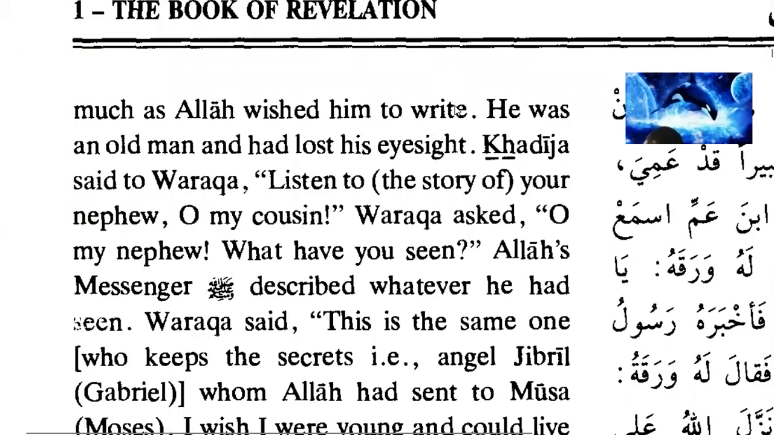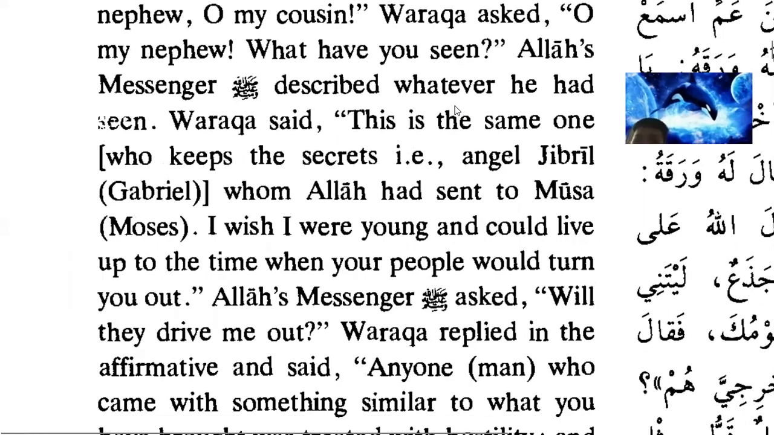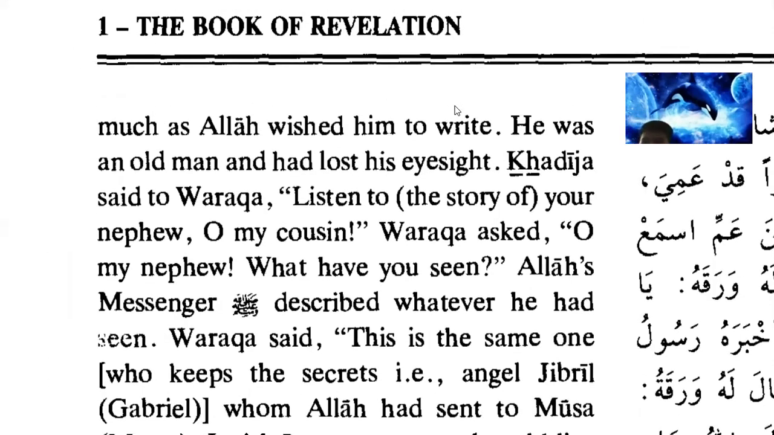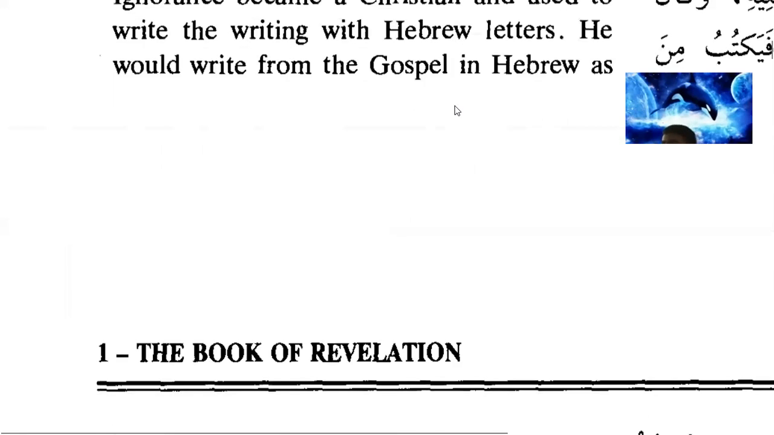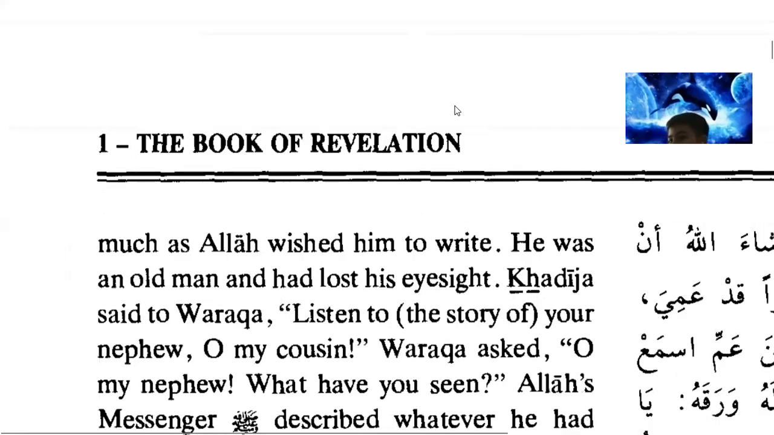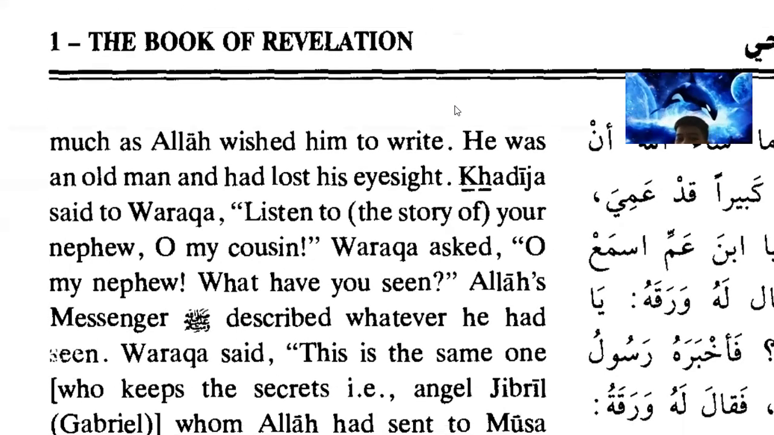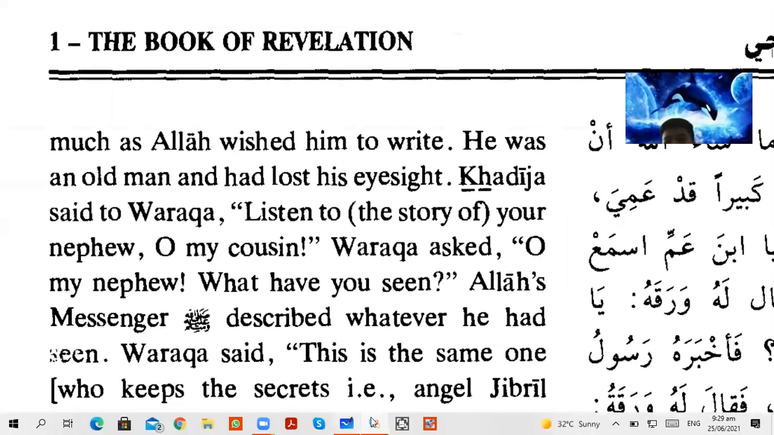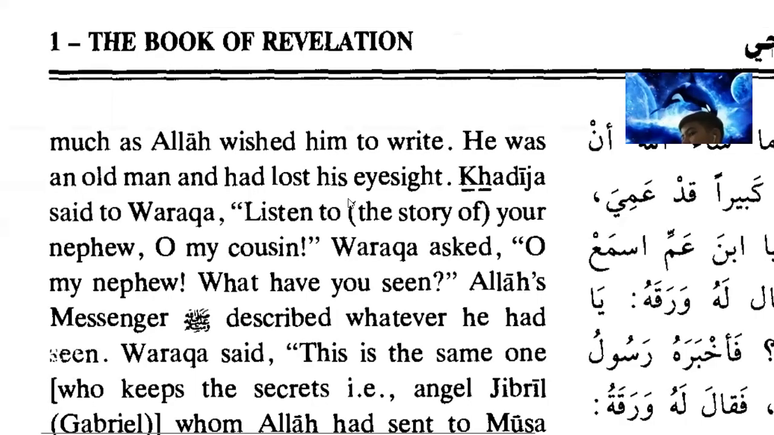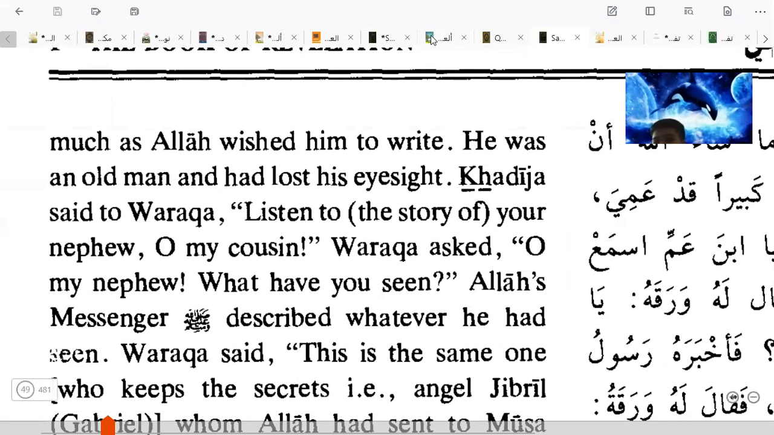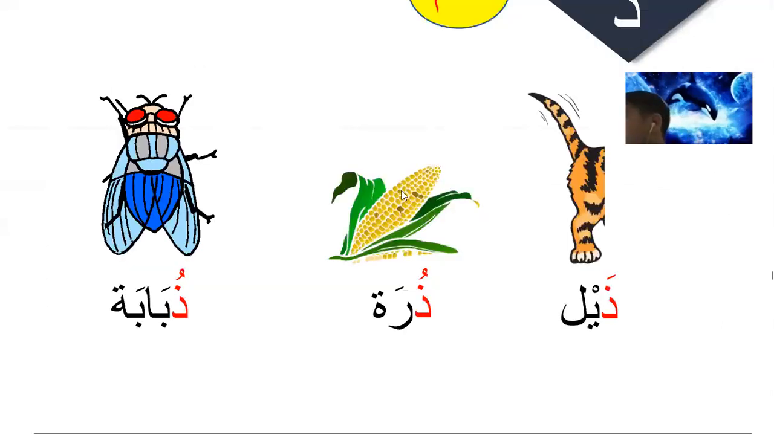Okay. So, what did we learn from hadith last time? Last time we didn't do hadith. Yes. Because you were lagging. Yes, that time there was an internet issue. Okay. So, now we'll learn some more vocabulary today. Today we'll focus on vocabulary. Okay.